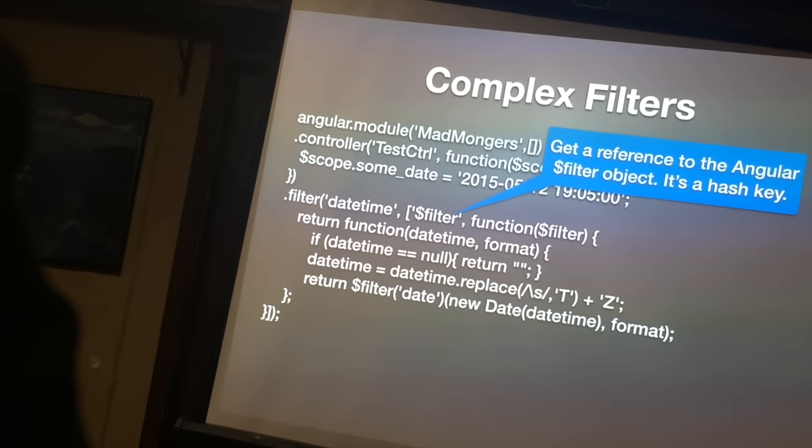I have to stop here for a second and explain what this is. Note that there's a string called $filter that I'm passing in, and then in the function I have $filter. The string there is actually a hash key of the global objects that Angular exports. There's this object tree of things that you can bring into your various directives and filters and everything, at will.